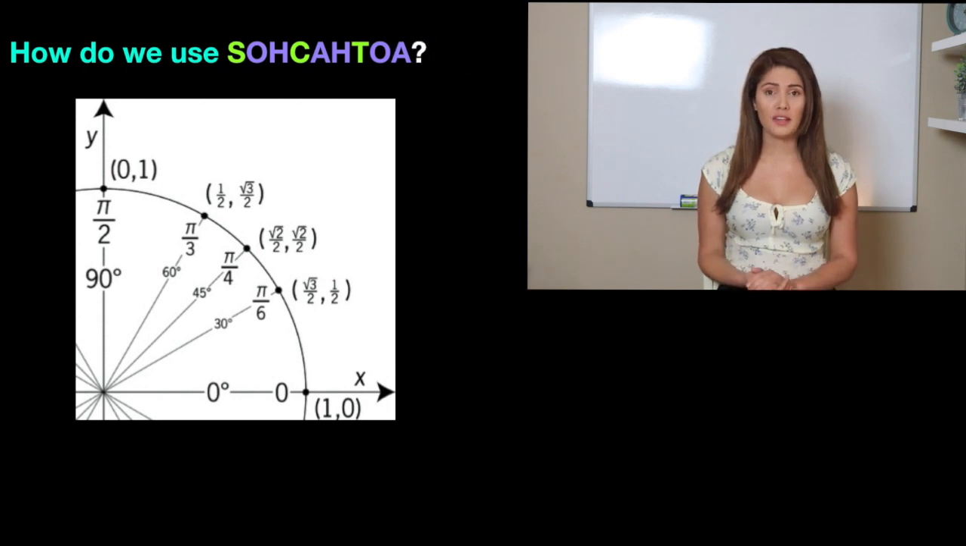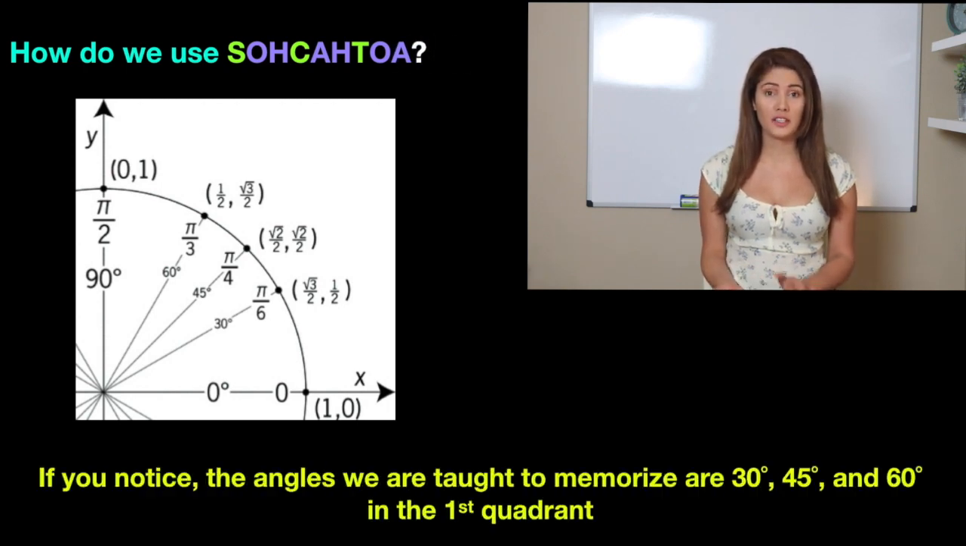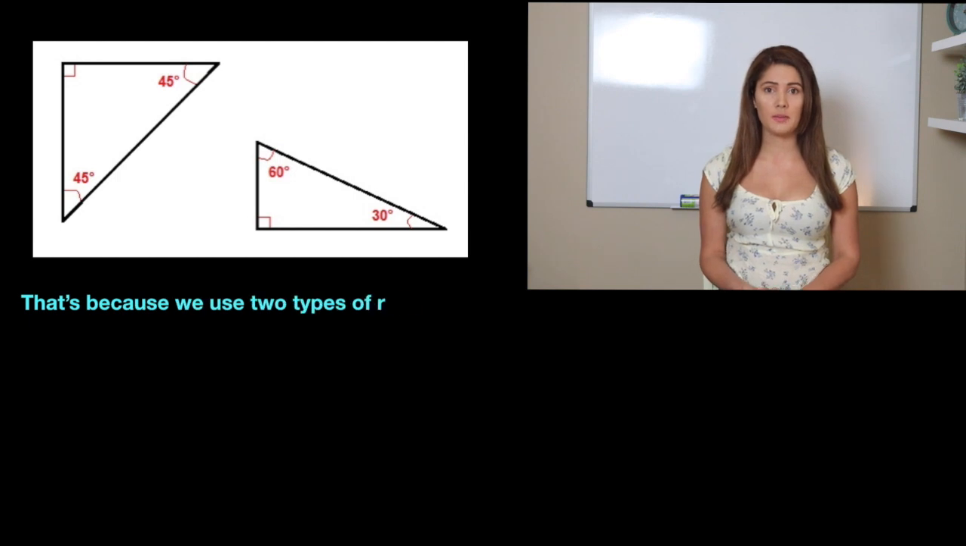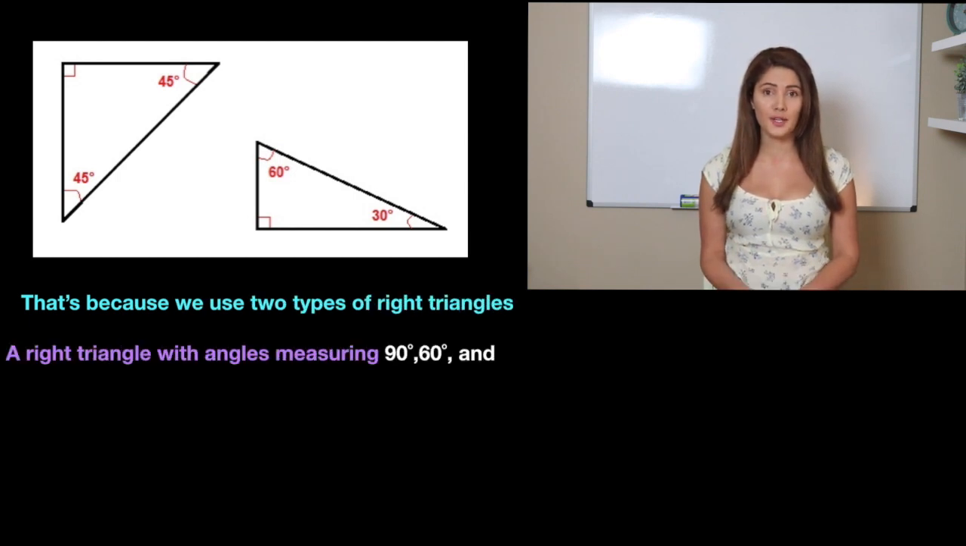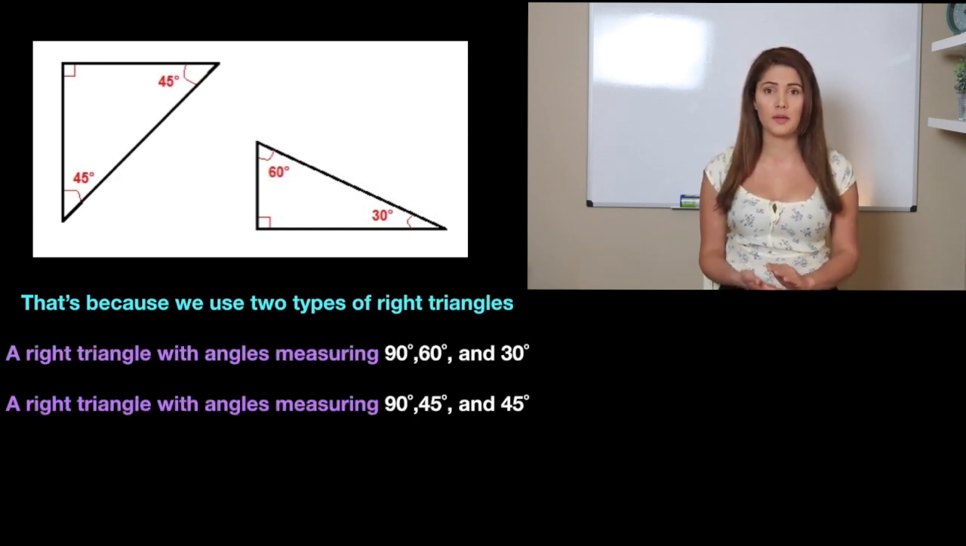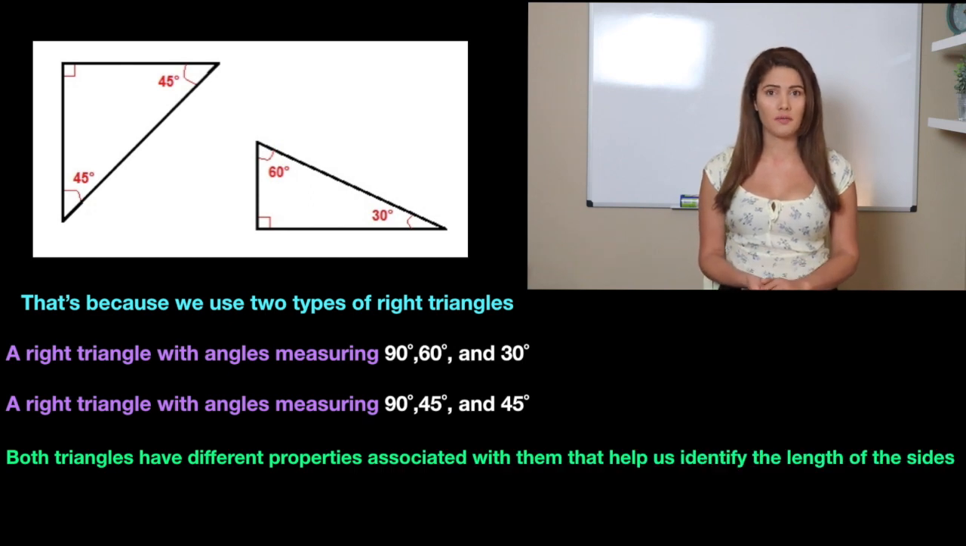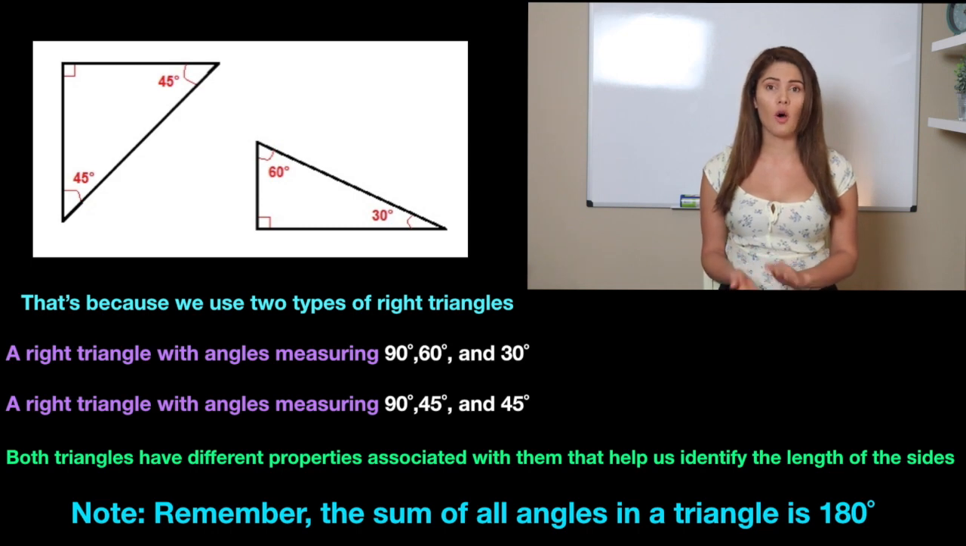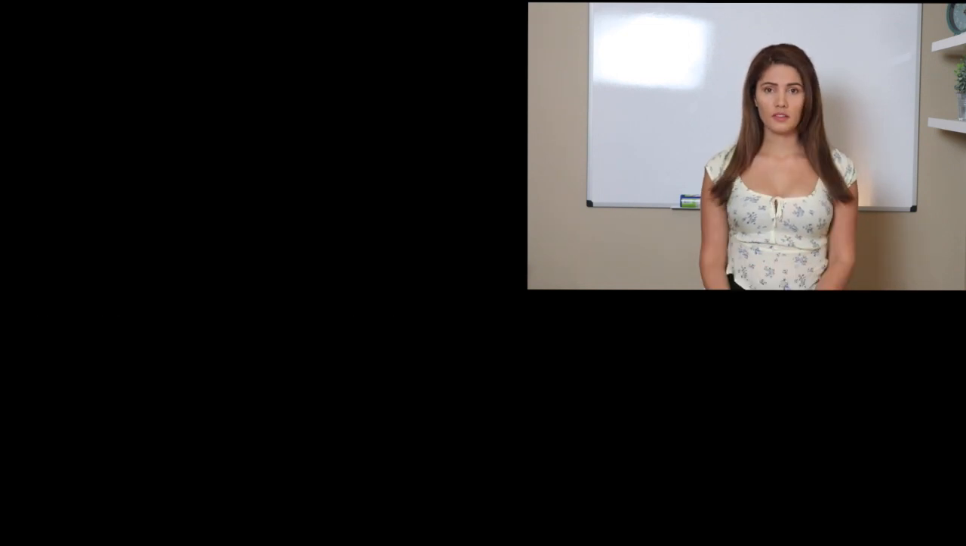Well, if you notice that in the first quadrant, the angles we were taught to memorize are 30 degrees, 45 degrees, and 60 degrees. This is because we use two types of right triangles. A right triangle with angles measuring 90 degrees, 60 degrees, and 30 degrees, and a right triangle with angles measuring 90 degrees, 45 degrees, and 45 degrees. Both triangles have properties associated with them that help us identify the length of all the sides. Remember, the sum of all angles in a triangle is always 180 degrees.